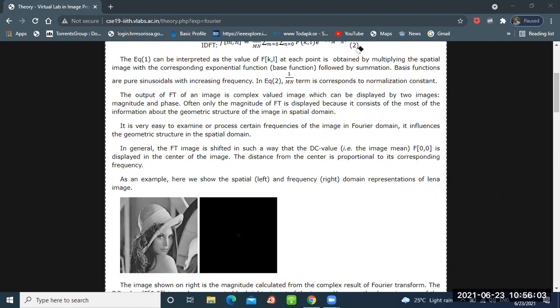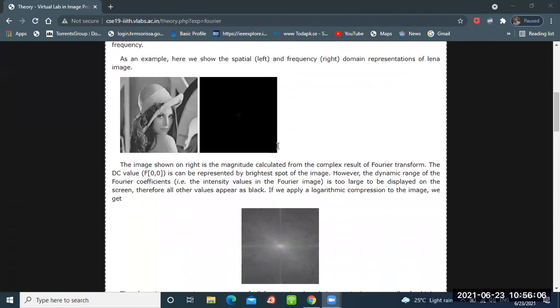Now in this example, this is my spatial domain representation on the left side, and on the right is my frequency domain representation. This particular image is called the Lena image. The image on the right-hand side is a magnitude spectrum, and it has most of your geometrical information.